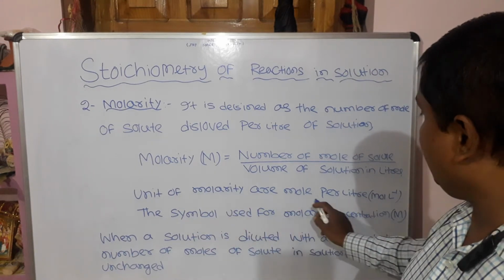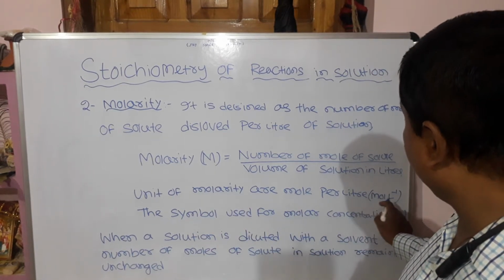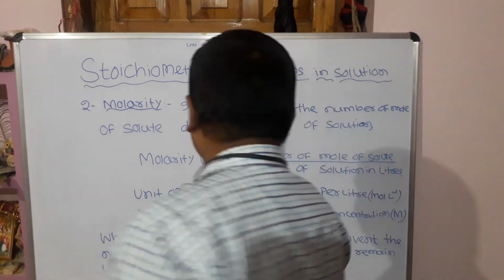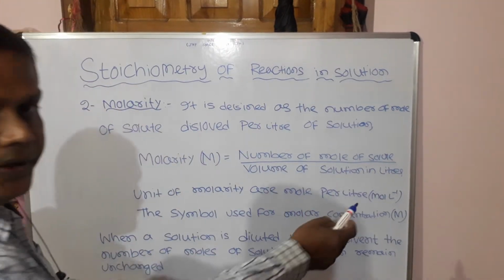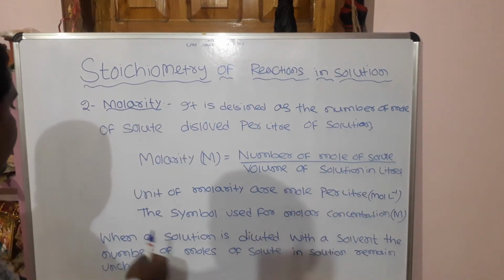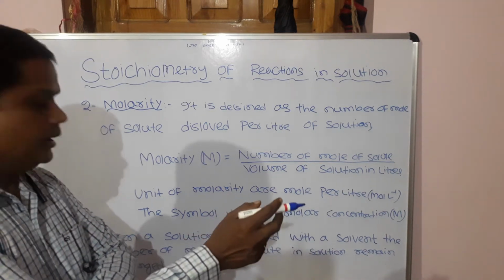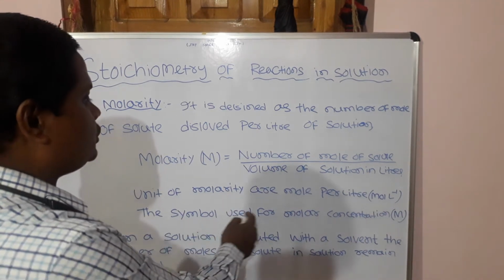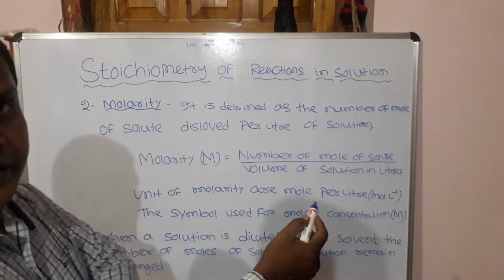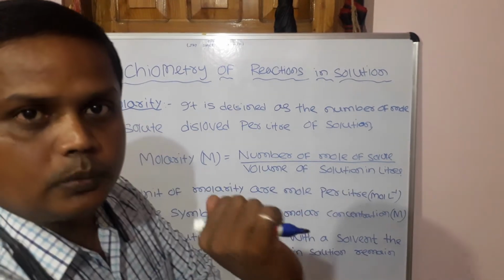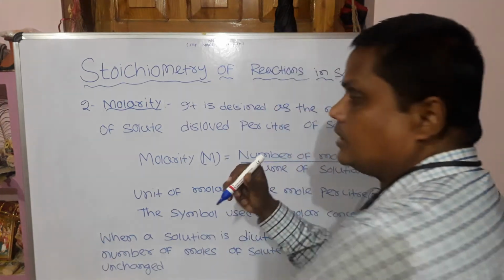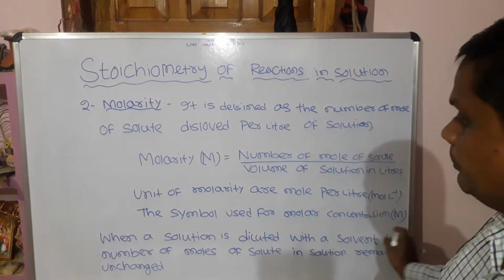The unit of molarity is mole per liter, mole liter inverse. The symbol used for molar concentration is capital M.